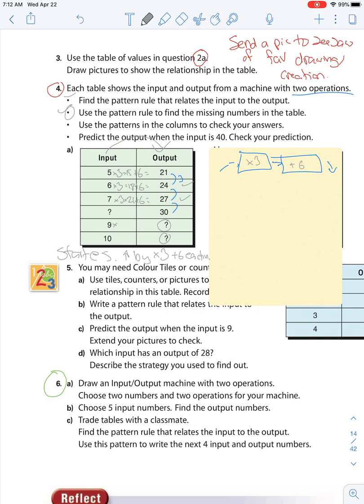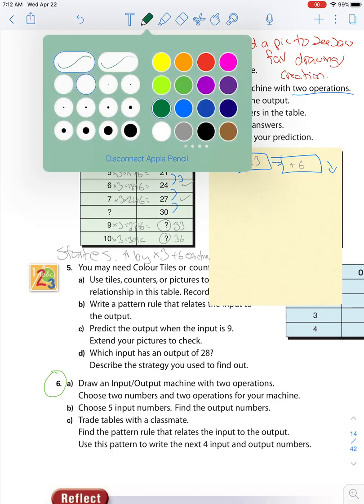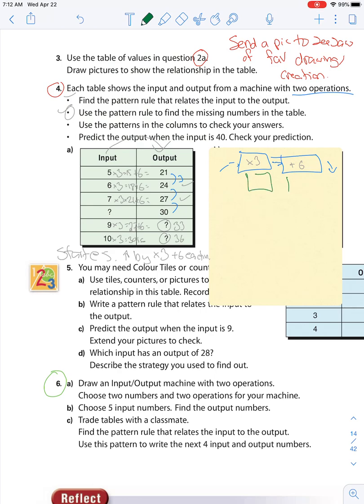So 9 times 3 is 27. 27 plus 6 is 33. 10 times 3 is 30. 30 plus 6 is 36. Alrighty. Now I'm going to work in the opposite direction for when I'm moving the other way through the table. So rather than doing plus 6, I'm going to do minus 6. Rather than doing multiply by 3, I'm going to divide by 3.